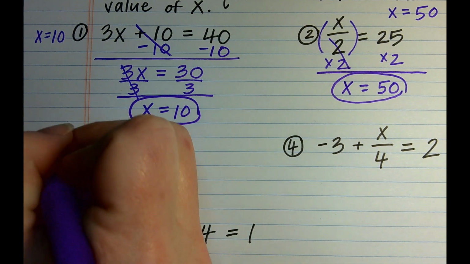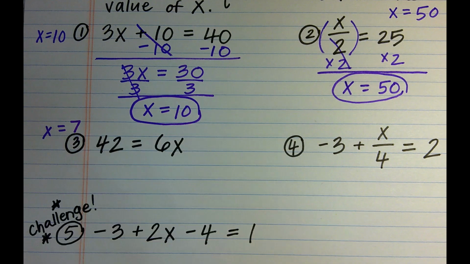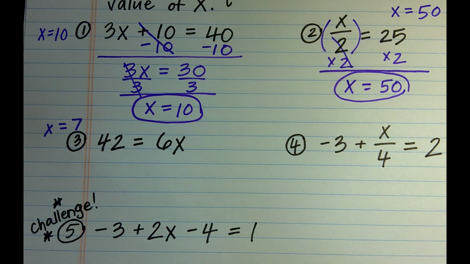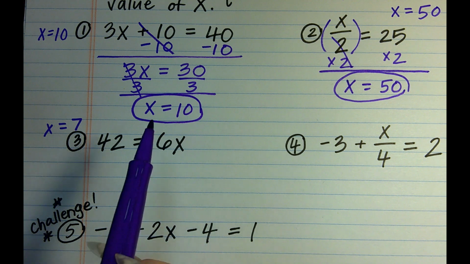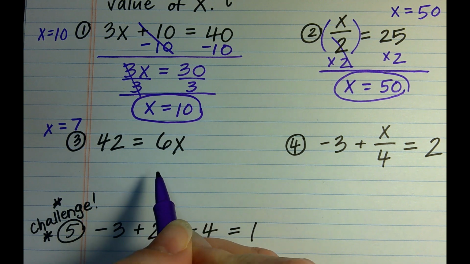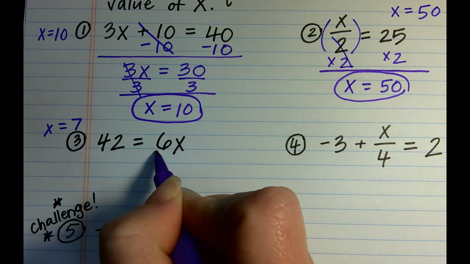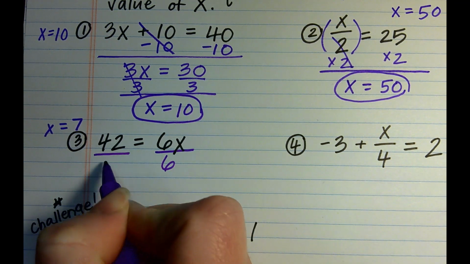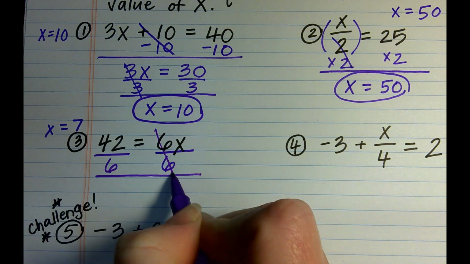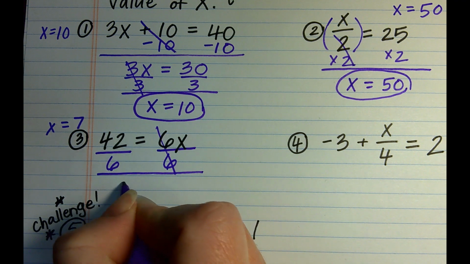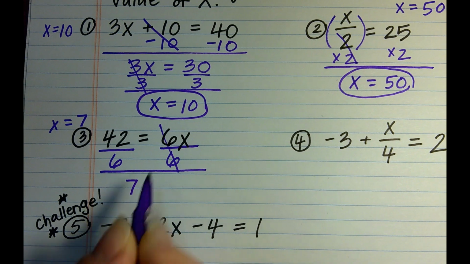x equals 7. Did anyone get a different answer than x equals 7? Let's see. How do we solve number 3? Rhonda, tell me. We divide by 6 on each side. Good. Divide by 6. Cancel the 6. And then 42 divided by 6 is 7. Perfect. And then equals x.